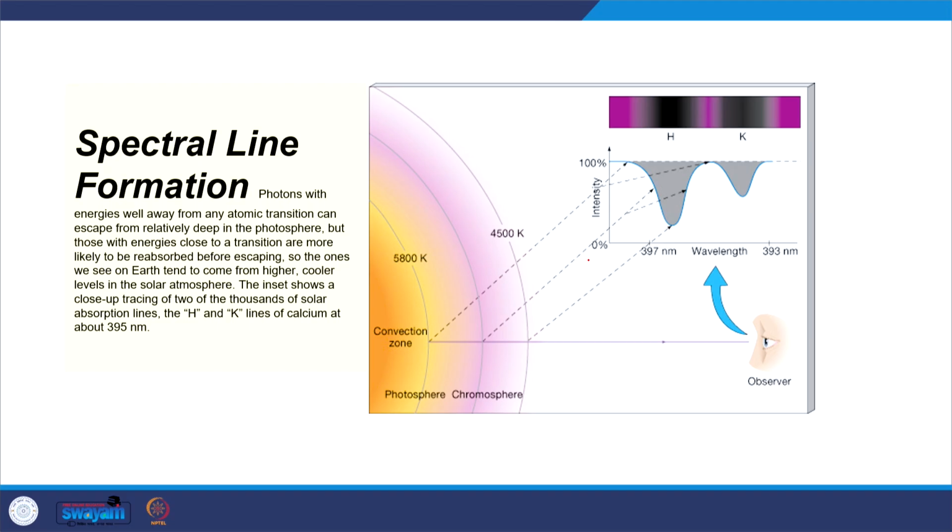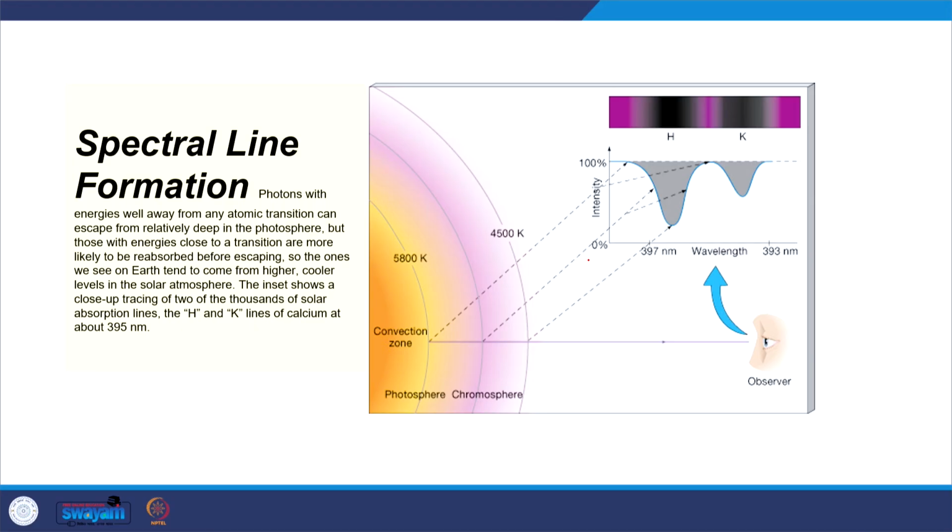So photons with energy well away from the atomic transitions can escape from relatively deep in the photosphere, but those with energy close to a transition are more likely to be reabsorbed before escaping. Okay, that is the basic idea. Photons with energies well away from any transitions can escape because they are not getting absorbed, but those with energies close to a transition are more likely to be reabsorbed before escaping. So the ones we see on the earth tend to come from higher and cooler levels in the solar atmosphere.